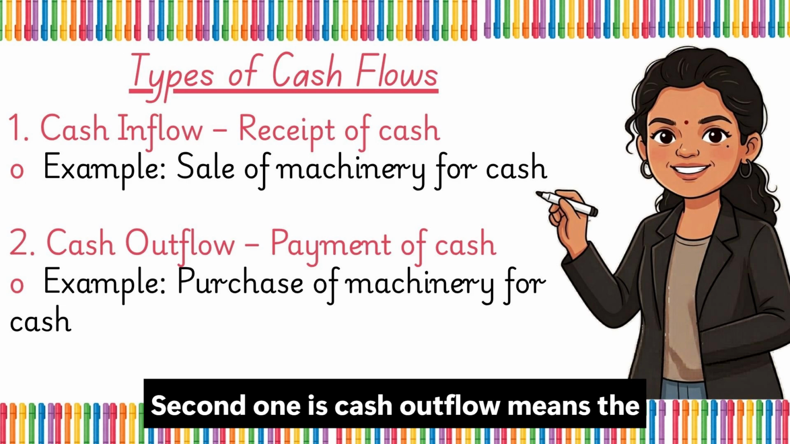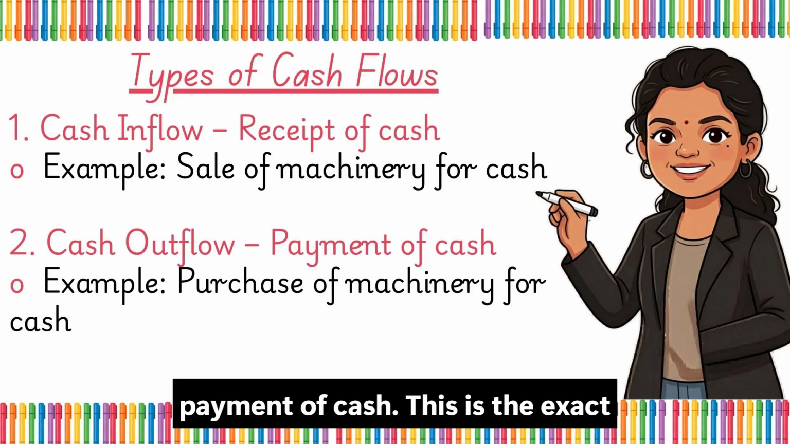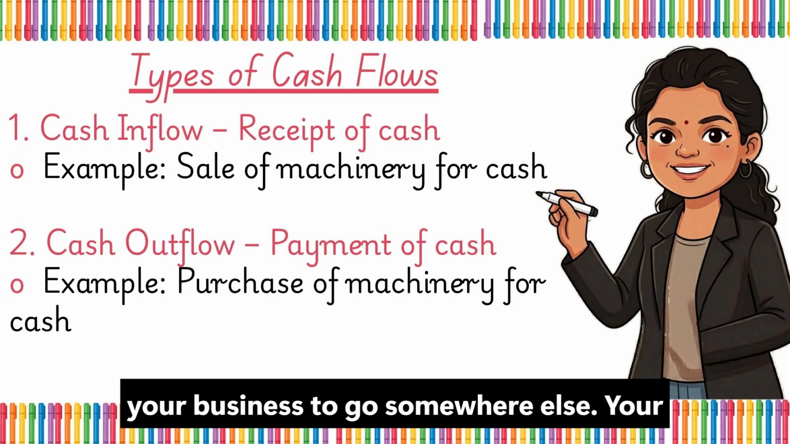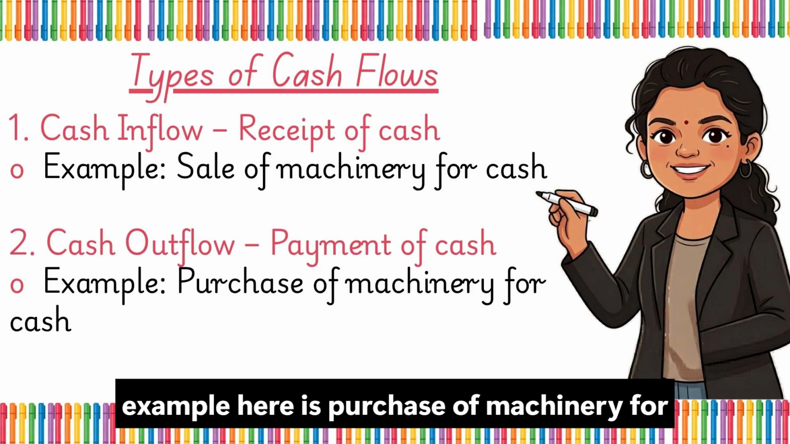Second one is cash outflow, means the payment of cash. This is the exact opposite. This is when money is leaving your business to go somewhere else. Your cash balance goes down. Our textbook example here is purchase of machinery for cash.